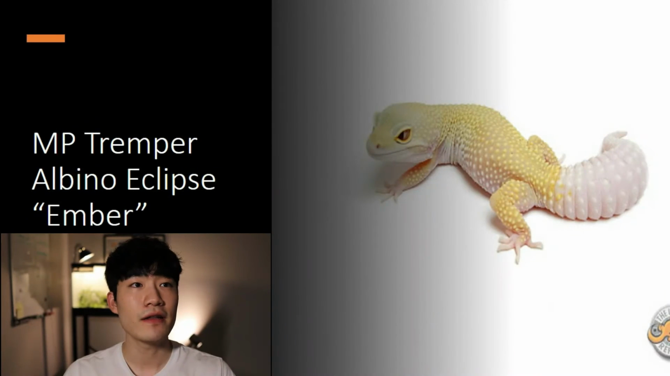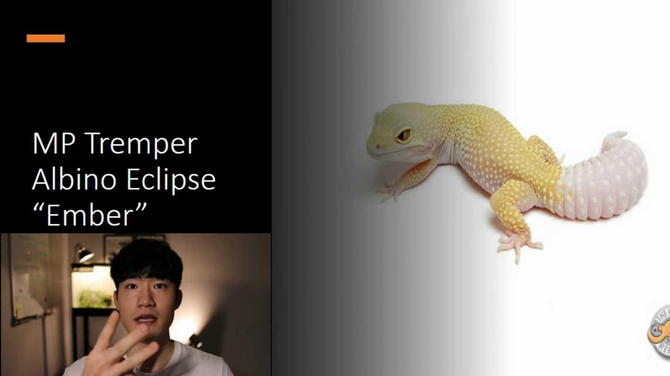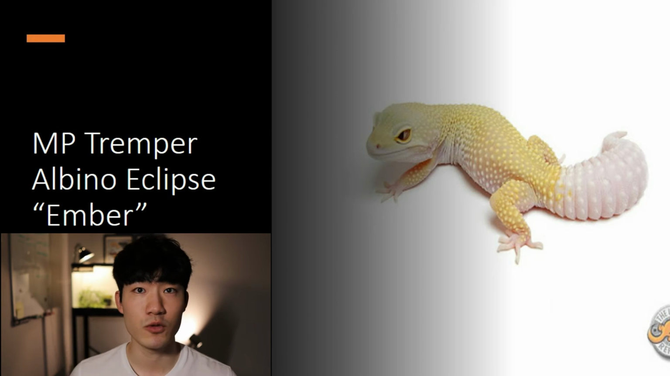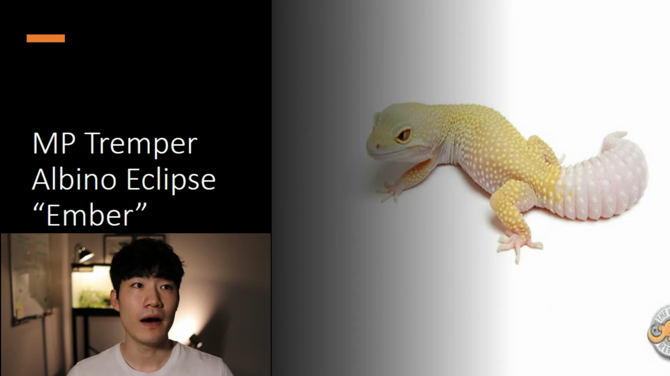There is a Murphy Patternless Tremper Albino Eclipse, Amber. They call it Amber for short since there are three genetics, and these are three recessive genetics, which is a lot harder to create.